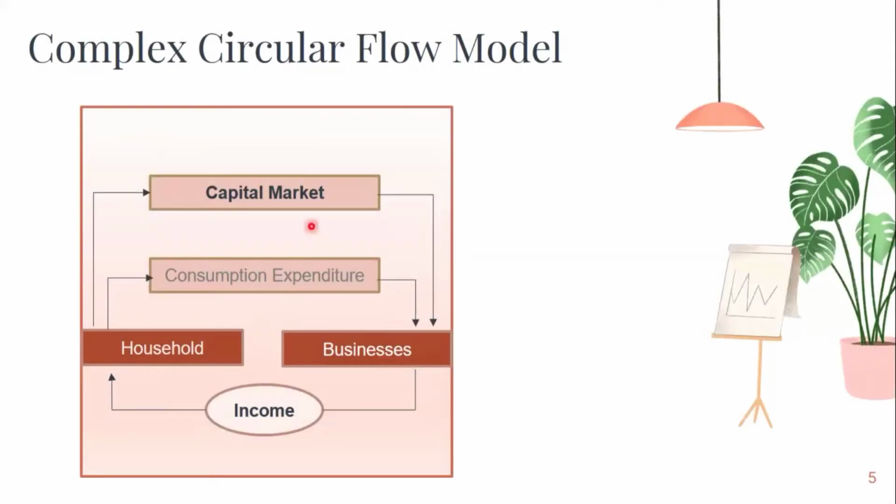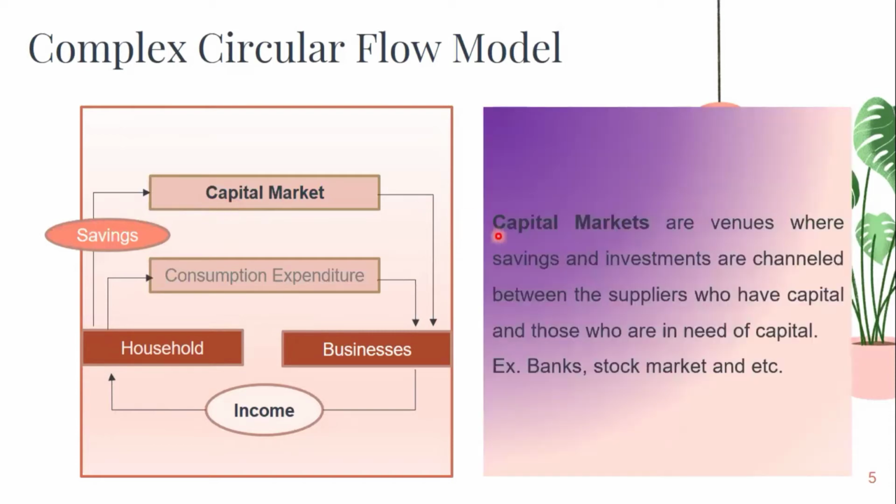Next, let us add the capital market to the flow. Observe that not all of the income received by the household is spent. Some is saved. Generally, the money saved by household is placed in the capital market. Capital markets are venues where savings and investment are channeled between the suppliers who have capital and those who are in need of capital. Examples of these are banks, stock market, and other financial intermediaries like insurance. The money saved by the household will now become a source of funds for the business sector. Say for instance, the businesses realized that they have to upgrade some of their equipment and machinery and decided to borrow funds from the capital market. In other words, the money saved by the household can only return back to the circular flow when businesses utilize it to fund new and additional investment.